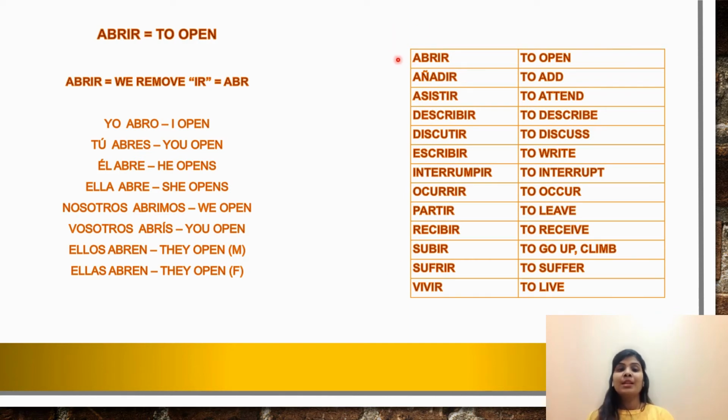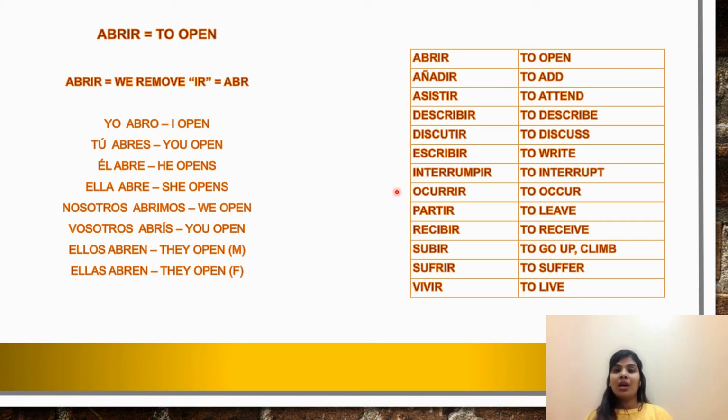for you people to conjugate, in the same way as we did for abrir, so that you can be more confident with the conjugation. I will read out the verbs for you for better pronunciation. First is abrir, to open. Añadir, to add. Asistir, to attend. Describir, to describe. Discutir, to discuss. Escribir, to write. Interrumpir, to interrupt.